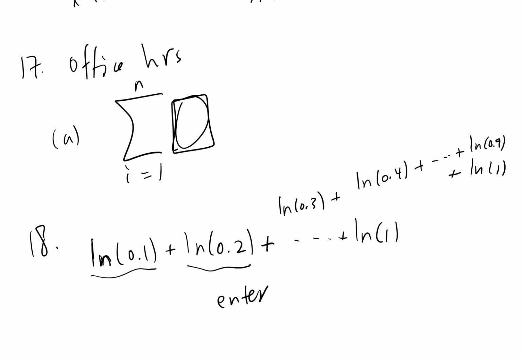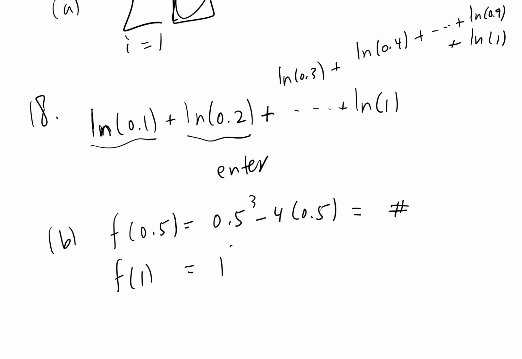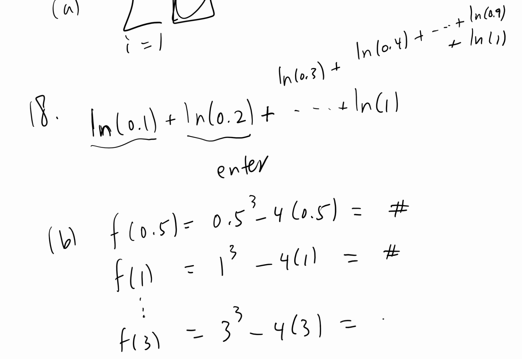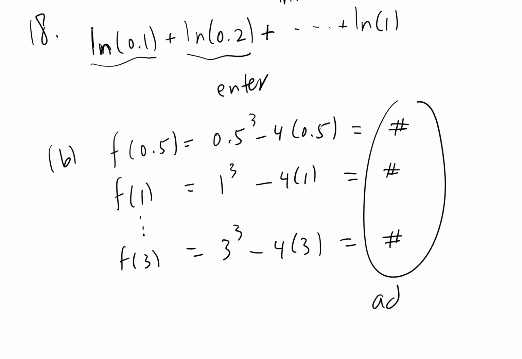So for B, the same way, you have to substitute the values in. In B, you have to find f of 0.5. What is that going to be? 0.5 cubed minus 4 times 0.5, and you get a number. Then you find f of 1 the same way: 1 cubed minus 4 times 1, you get a number. And you go all the way up to f of 3, which is 3 to the third minus 4 times 3, and get a number. Then you add all these numbers up. That's one way to do it.